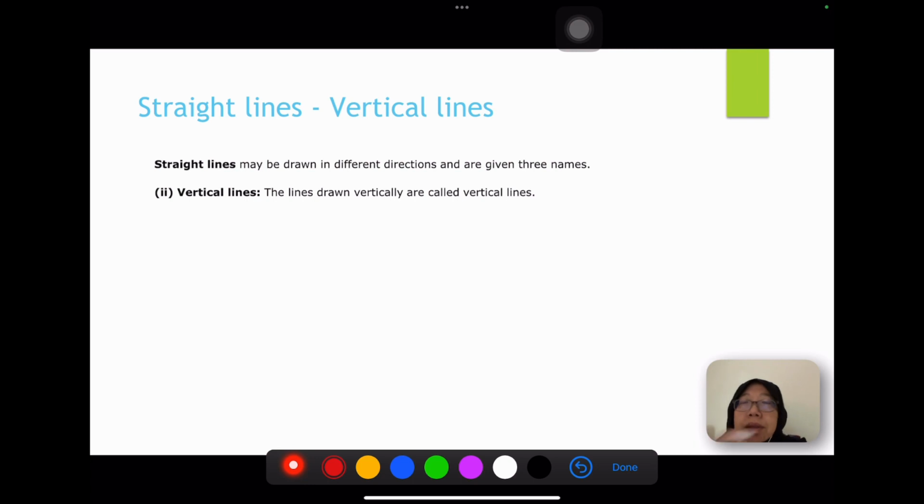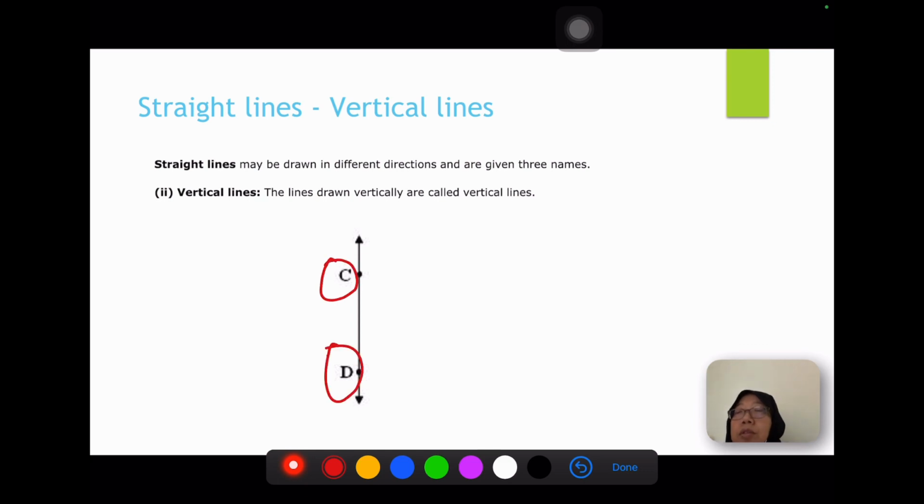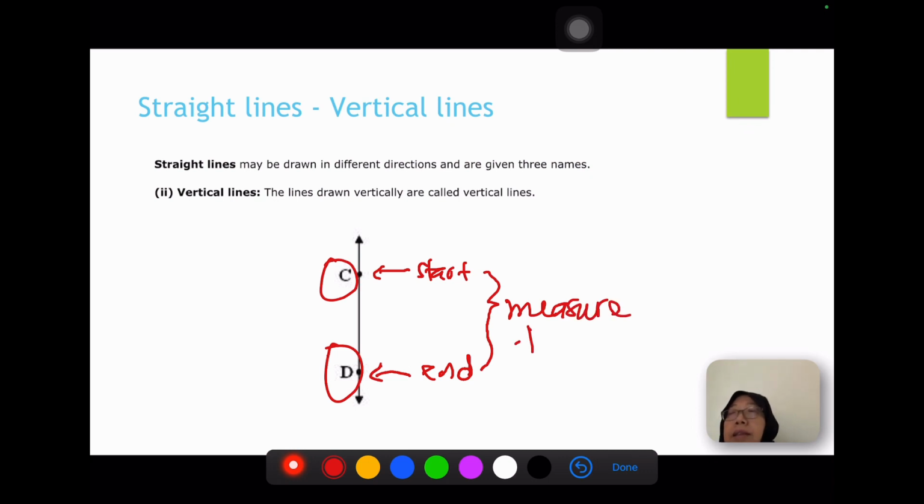Let's go to another one. Vertical lines. Vertical lines are like this. Again, you have the 2 points here to show that we start from C and then we end at D. So then you can calculate or measure the length.